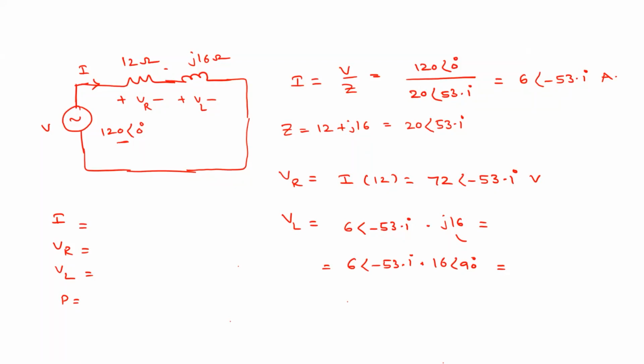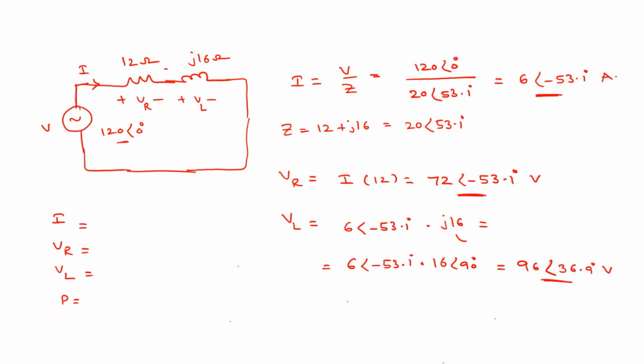16 into 6 is 96, at an angle 90 minus 53.1, which is roughly 36.9 degrees. So this is the first one, this is the second one, and the third one.